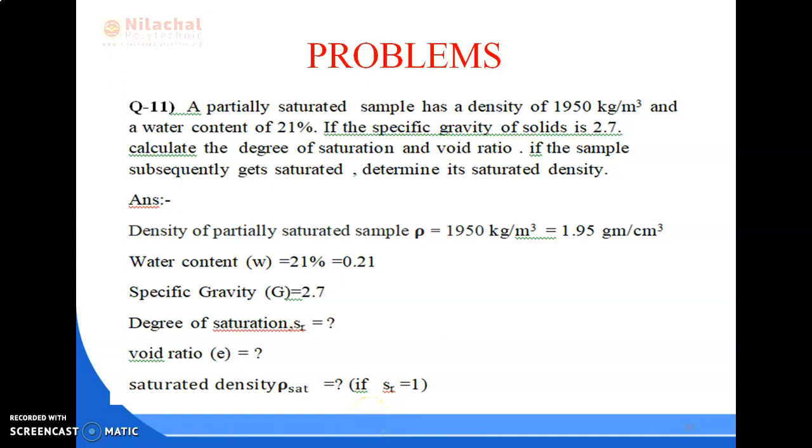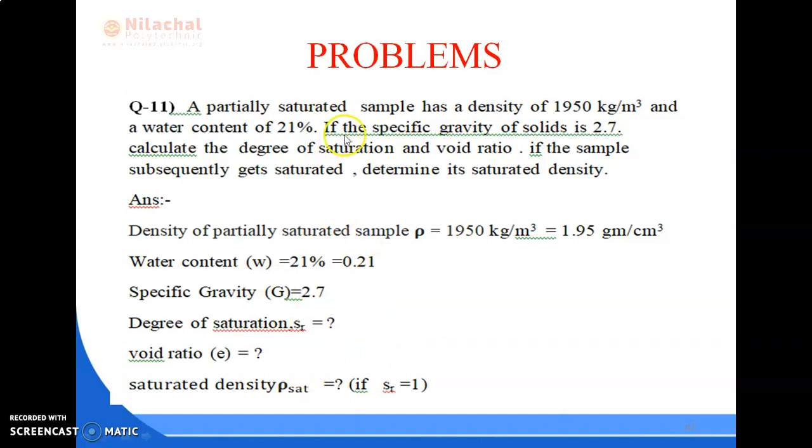Hello everyone. In the previous lecture we have already solved so many problems based on different interrelationships. In this lecture also we are going to solve the rest of the problems based on these interrelationships. So let us discuss question number 11.